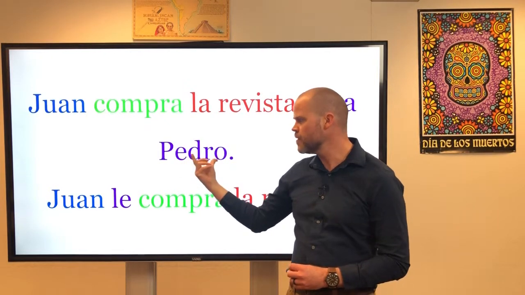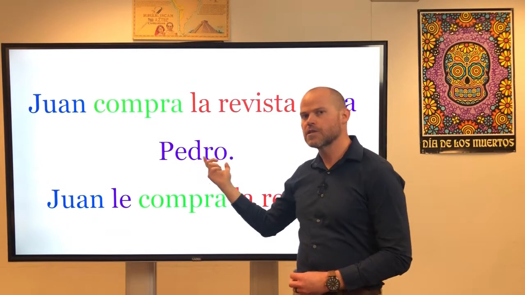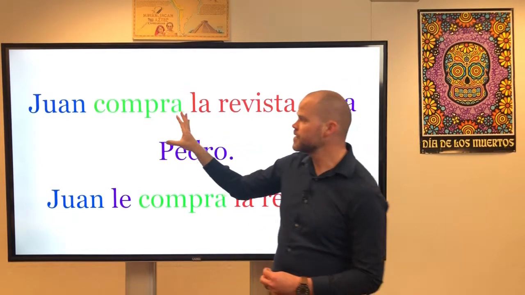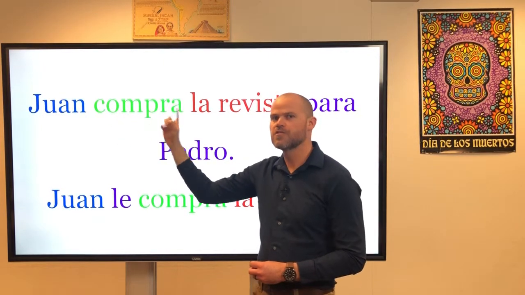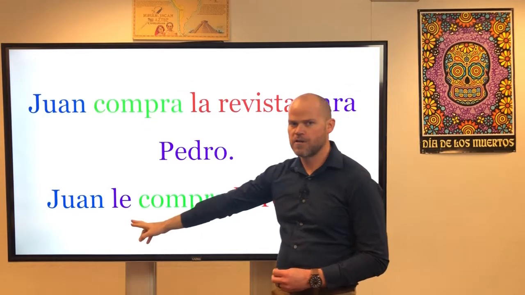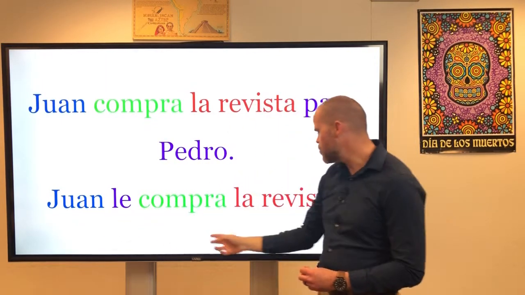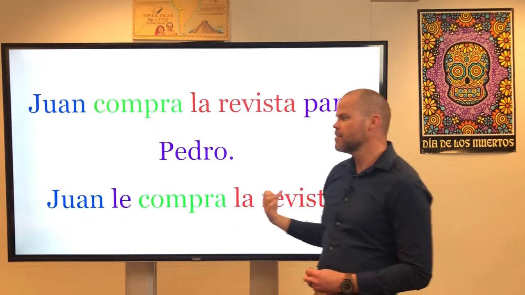So we're going to replace Pedro with an indirect object pronoun. And that indirect object pronoun is going to be le. So for this sentence, since there's only one verb in this sentence, there's only one place I can put that indirect object pronoun, and that's before the conjugated verb. So we have Juan le compra la revista. And that's Juan buys the magazine for him.